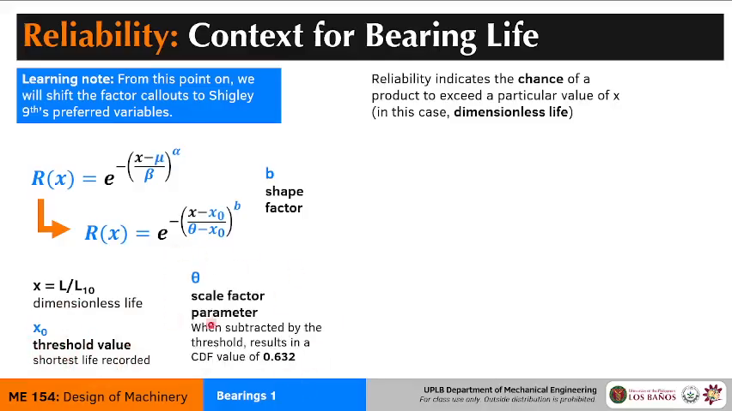Now the scale factor parameter here, we'll just define theta separately, but you don't actually need to separate theta from this set of terms. We just call this the scale factor parameter. I'm not sure where this arose, but we just call it that. So when you subtract the threshold, it will result in a CDF value of 0.632. 0.632, that is amazing. 0.632 arose again. Other than this, just take note that the scale factor is theta minus x naught. That's all that you need to know.